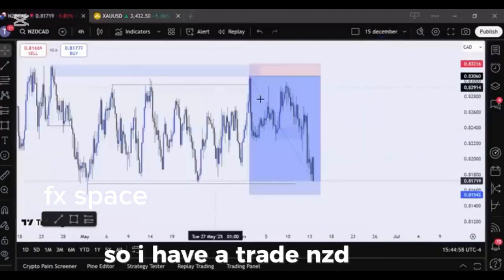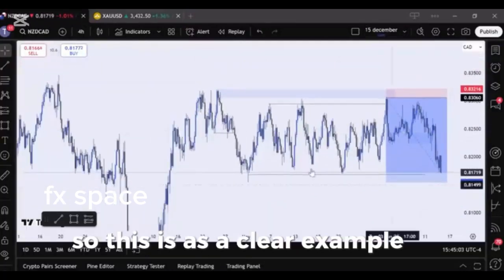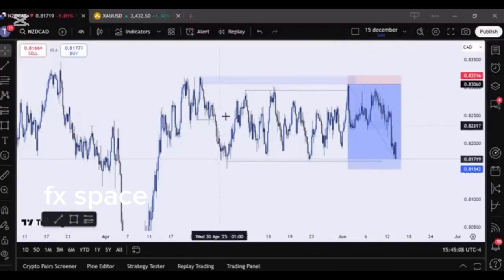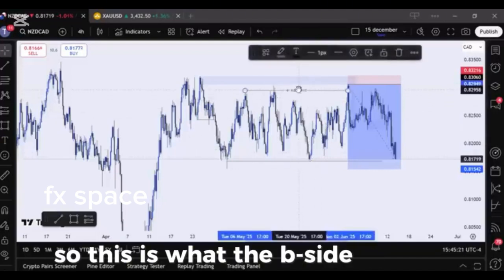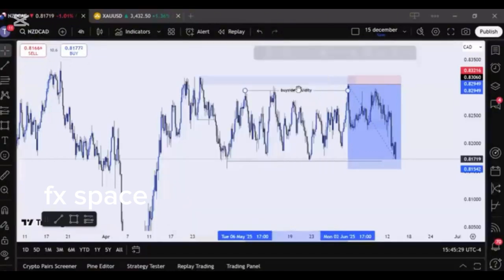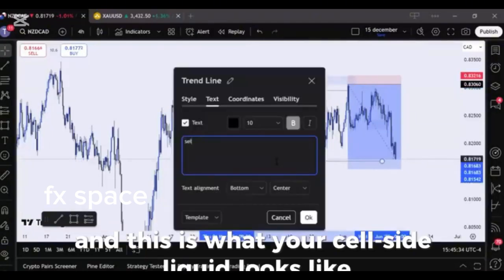So I have a trade on NZD CAD that had this. So this is a clear example of that range in liquidity. Market gave us the structure to the downside here, inducement, then started ranging: buy side liquidity, sell side liquidity, buy side liquidity, sell side liquidity. So it kept ranging. So this is the buy side liquidity. And this is your sell side liquidity.